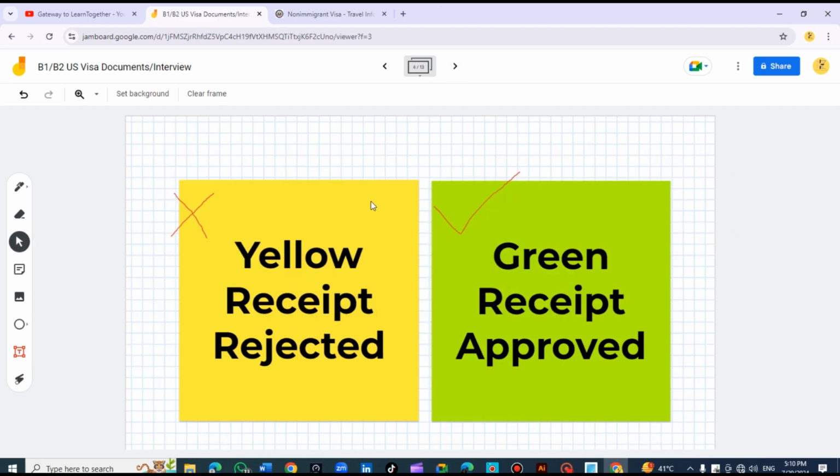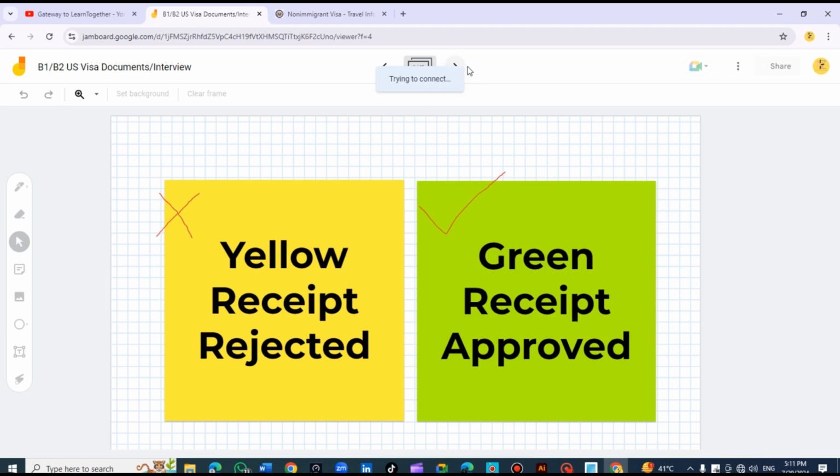You just finish the interview. There are two receipts associated with the B1, B2 visa at the US embassy. If you receive a yellow receipt, it means there is a rejection, and they also describe a few of the reasons, which is a good thing. And there is a green receipt, which means your visa is approved, and you will be given this receipt on the spot after your interview. Do not worry about the yellow receipt. Many people receive a yellow receipt, but they can still apply for the visa next time.